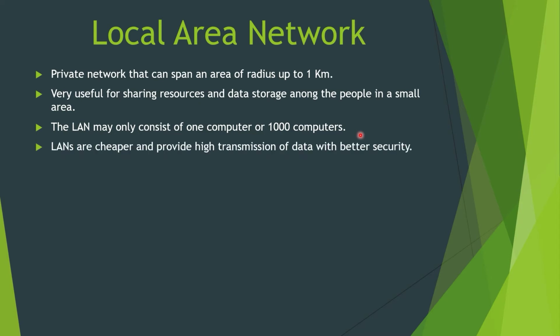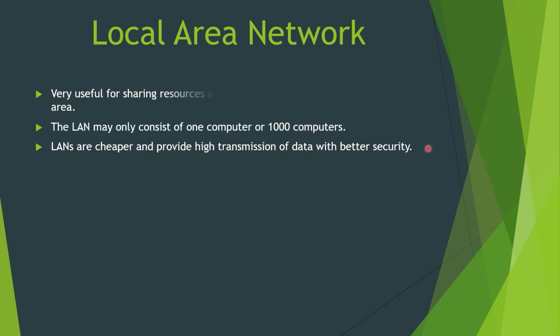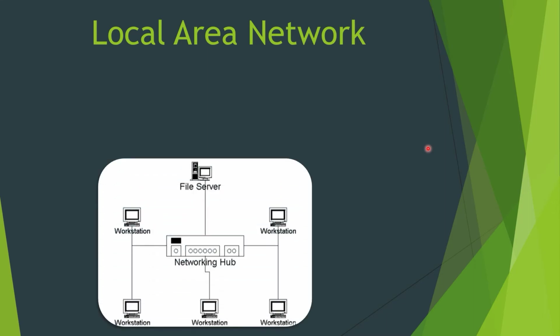LANs are cheaper and provide high transmission of data with better security. That means a local area network is a secure network. Here you can see this is the main server to which these nodes are connected, and these nodes are connected in a small area, so they are forming the local area network, that is LAN.